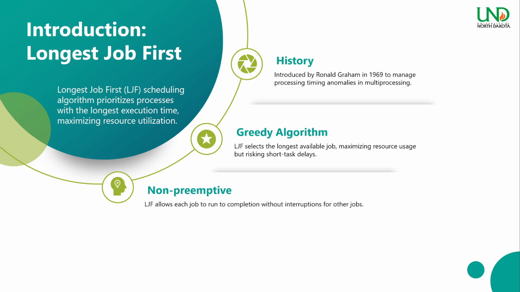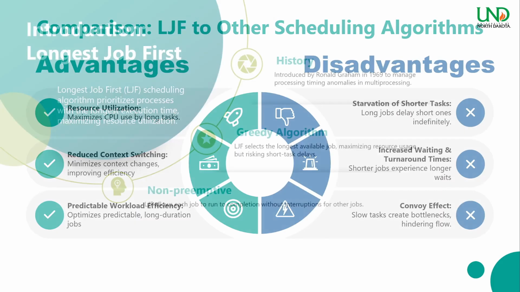The LJF algorithm operates as a greedy algorithm. It selects the longest available job at any given point, aiming to maximize resource usage while risking delays for shorter tasks. An important characteristic of LJF is that it's non-preemptive, meaning once the task starts, it runs to completion without interruptions. This lack of flexibility can lead to challenges, as shorter tasks may have to wait longer than necessary, which we'll explore later. Overall, the LJF algorithm demonstrates a trade-off between efficiency and fairness.